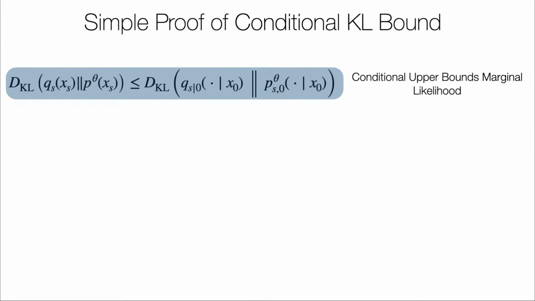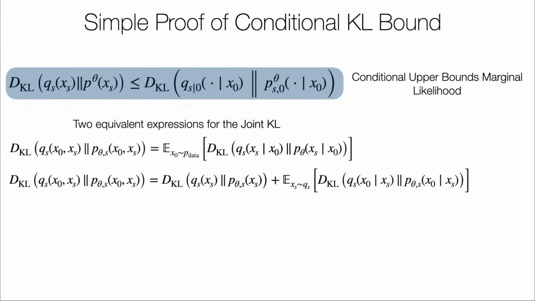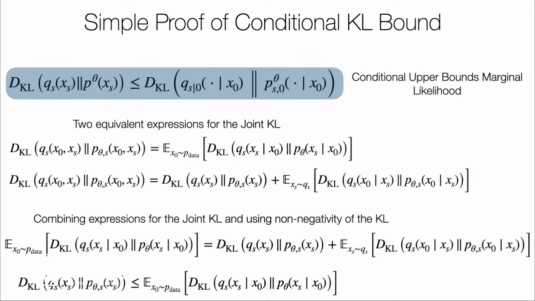But one example that I think is kind of cute is: why does the conditional bound the marginal? The simple way to see this is that you can write the joint KL of x0 and xs in two different ways. And because the KL is non-negative, you can then show that it has to always bound the marginal path. So nothing too sophisticated, just to intuitively check that you can train by matching conditionals.